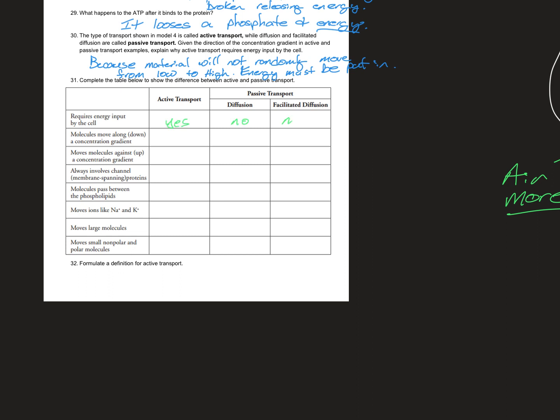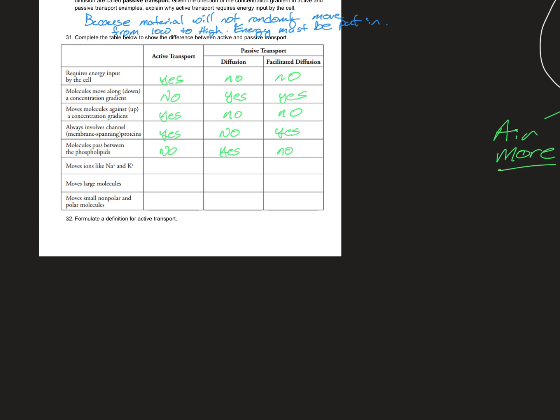Molecules move along down the concentration gradient: no for active, yes for passive. Moves molecules against or up the concentration gradient: yes for active, no for passive. Always involves channel membrane proteins. Membrane spanning proteins. Yes. Molecules pass between the phospholipids: no. Moves ions like sodium and potassium. Moves large molecules. Moves small nonpolar molecules. Well, not active. No.